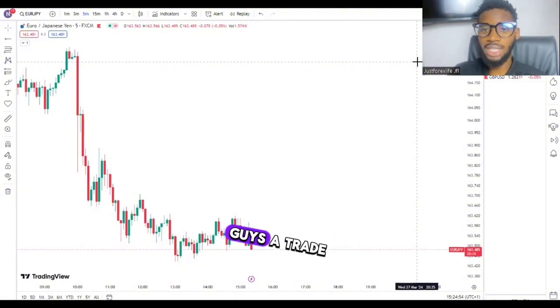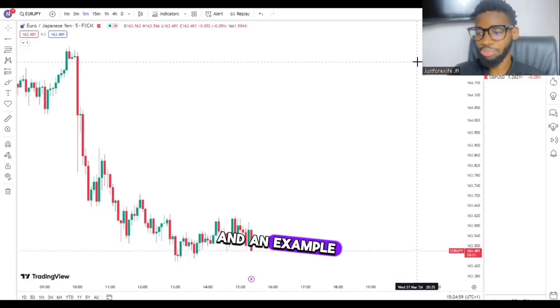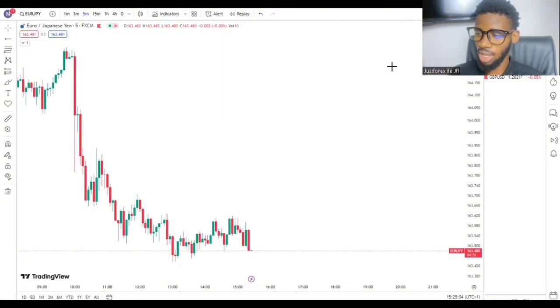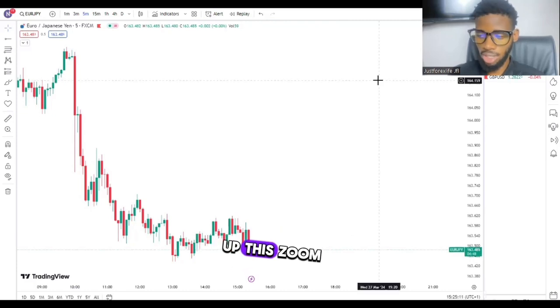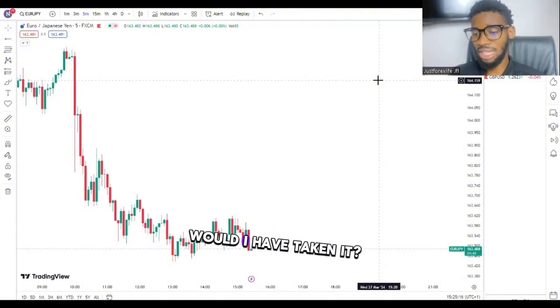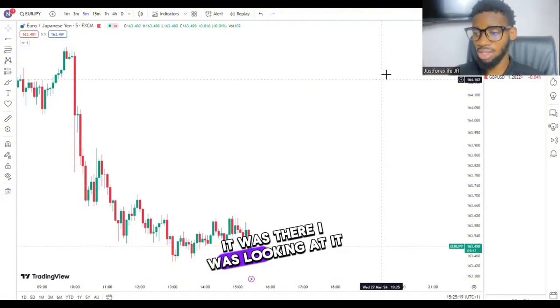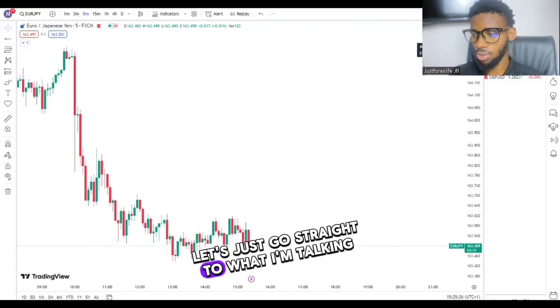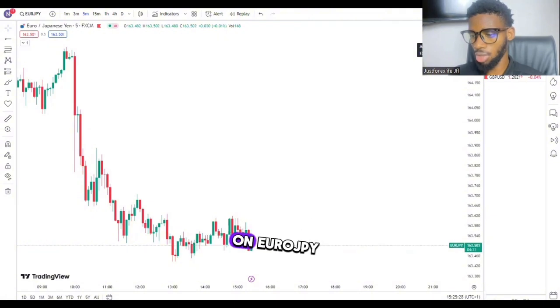So I'm going to give you guys a trade breakdown and an example. I was actually looking at AUD/USD, but because of me setting up this Zoom, I kind of missed it. Would I have taken it? It was there. I was looking at it, but I missed it. I wanted it to come slightly lower, but it did not. So let's just go straight to what I'm talking about on Euro JPY.